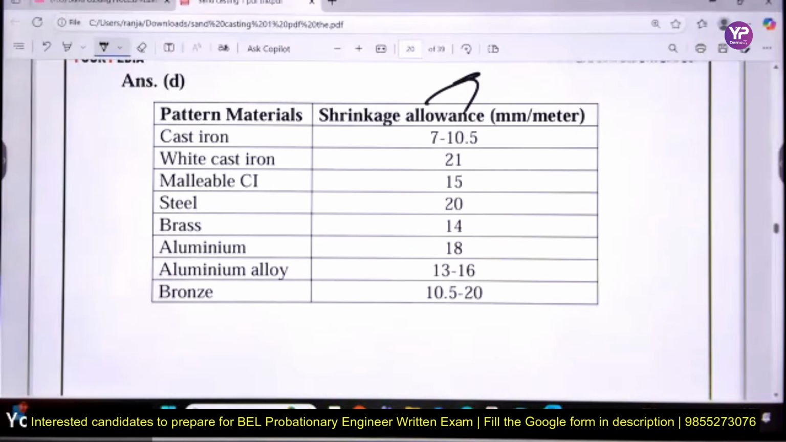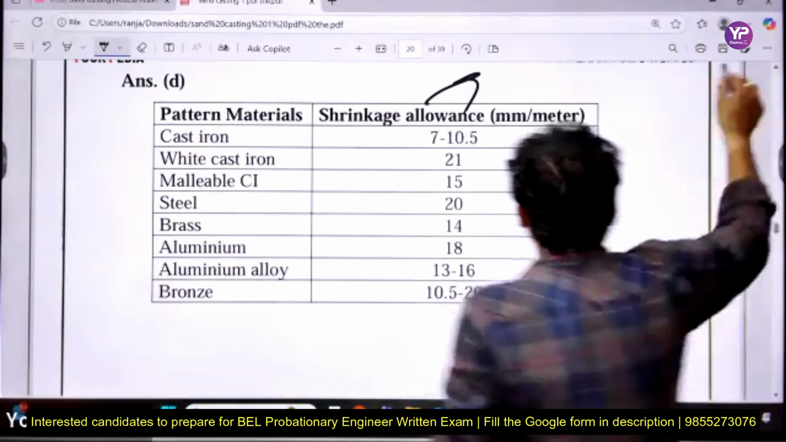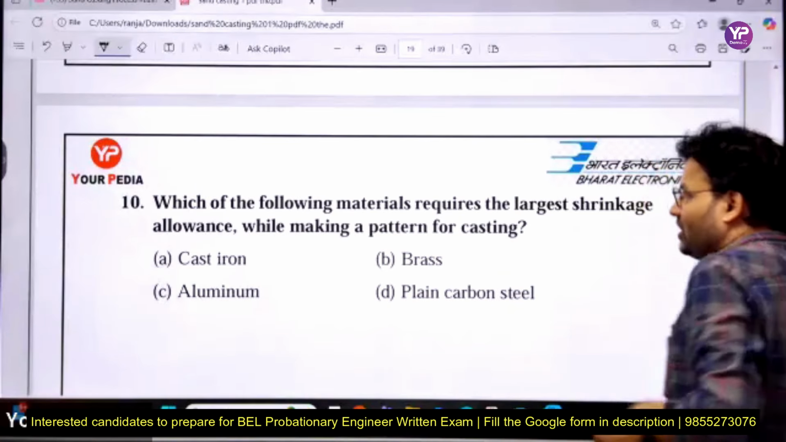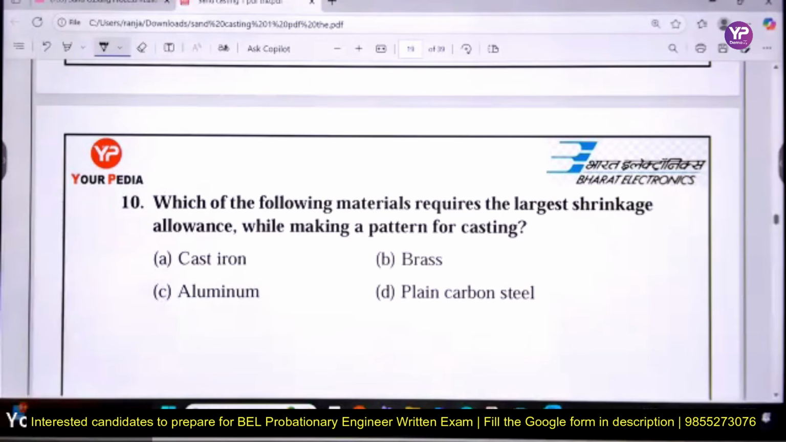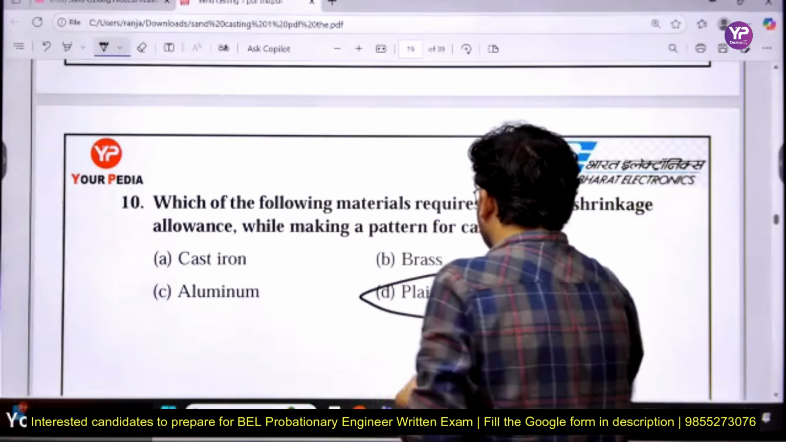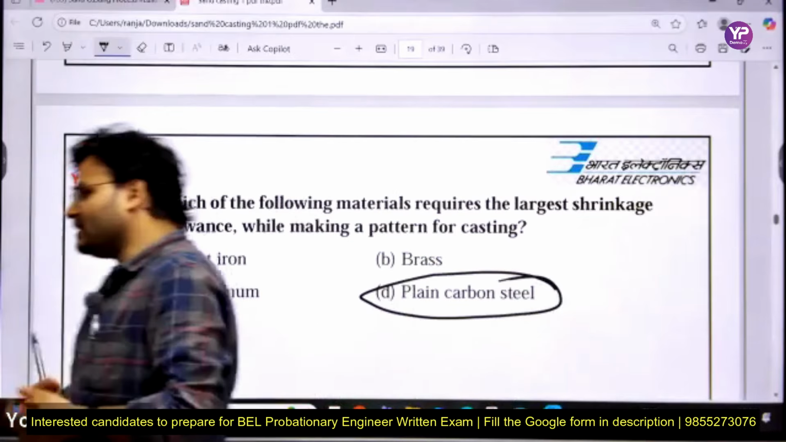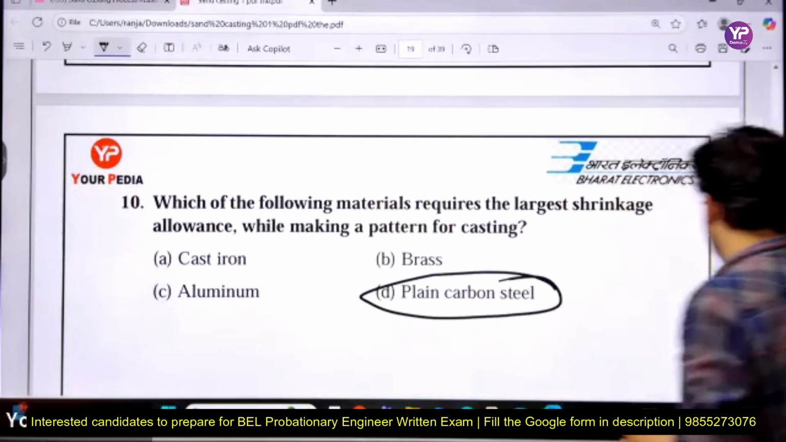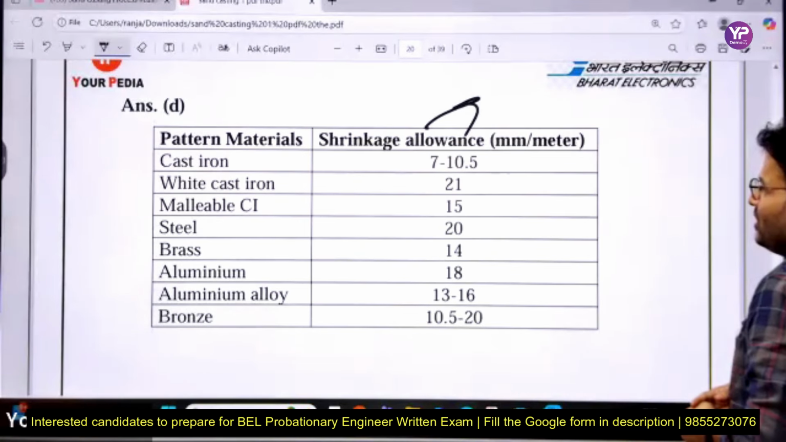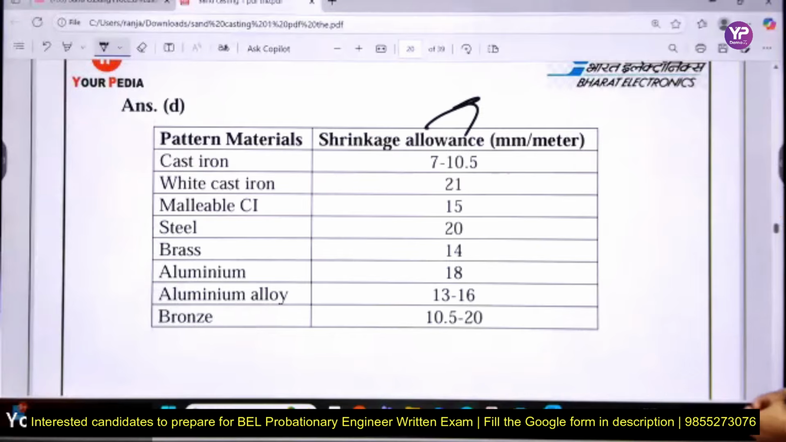Now, according to the given options, what will be the answer here? Plain carbon steel, yeah. Which of the following materials requires the largest shrinkage allowance while making the pattern for the casting? It will be plain carbon steel. So D for Delhi is the right answer, not C for Chennai. Try to remember that data, those values. Shrinkage allowance, you have to remember that way. Steel has 20 mm per meter.